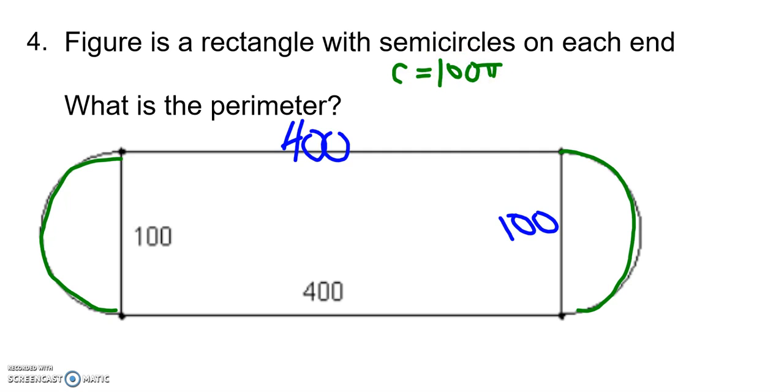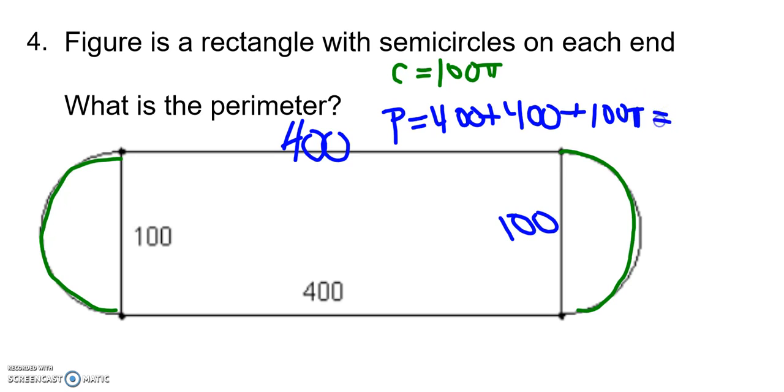Okay, so then our perimeter is going to be 400 plus 400 plus our 100 pi from our semicircles, which will give us an answer of 800 plus 100 pi. Okay, so again, leave our answers in exact form.